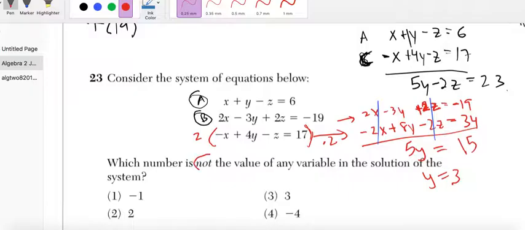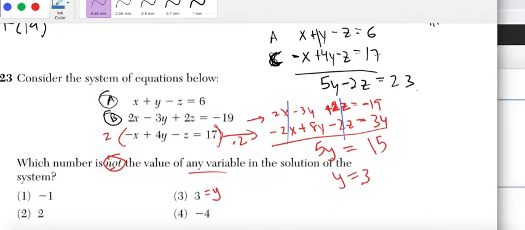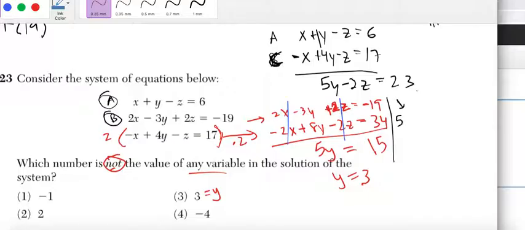Now they're saying which number is not the value of any variable in the solution. So this is our y value, so this is not what we're going to pick, because we want to know which one's not a value of any variable. Now what I'm going to do is substitute into the 5y minus 2z equals 23. So 5y minus 2z equals 23, y equals 3. 5 times 3 minus 2z equals 23. But we already had that 5y equals 15, so I could have just substituted 15 for 5y, but 5 times 3 is 15, minus 2z equals 23.